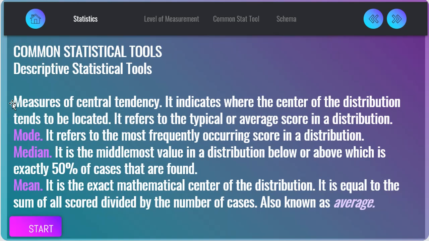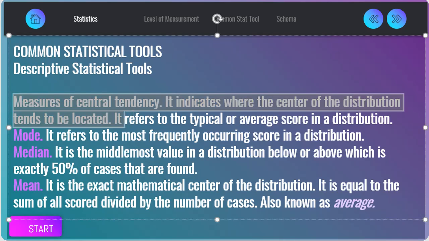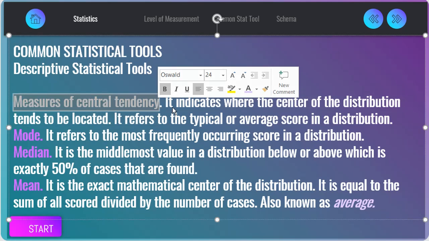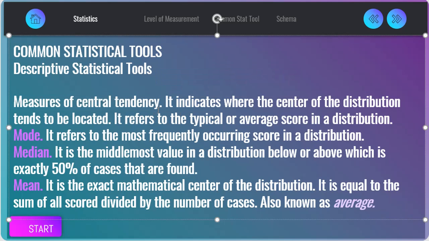We proceed now to the measures of central tendency. Measures of central tendency indicate where the center of the distribution tends to be located. It refers to the typical or average score in a distribution. So the first one is the mode. It refers to the most frequently occurring score in a distribution.